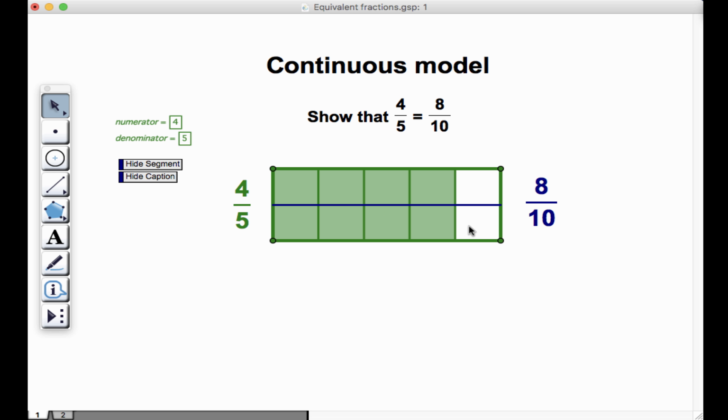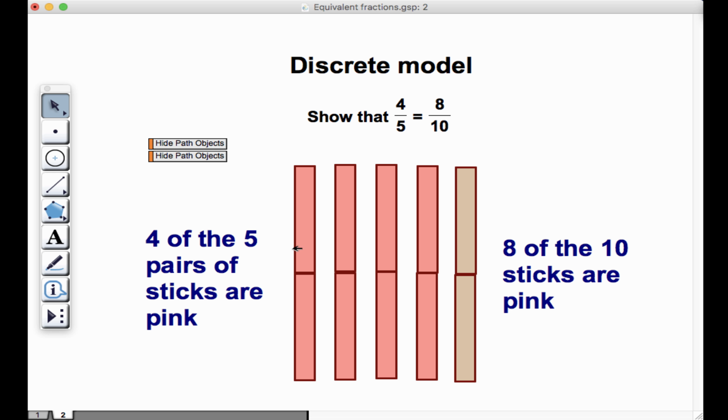Rather than doing this thing of starting with a whole, starting with whichever fraction, and then slicing if necessary, you may need to start with a larger number of items and then think about how you can group those items to show the fraction that has the smaller numerator and denominator.